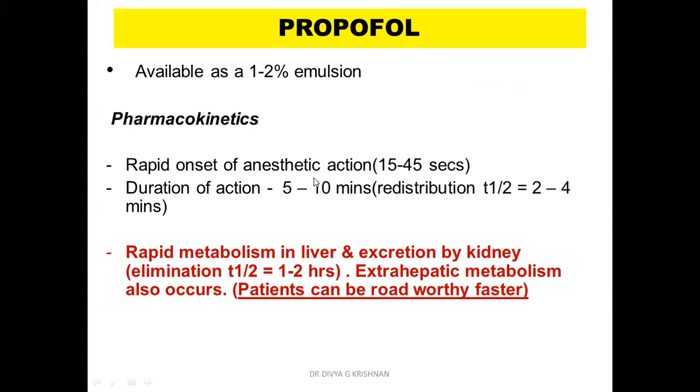It has a rapid onset of anesthetic action, about 15 to 45 seconds. Duration of action is 5 to 10 minutes, and the redistribution T half is 2 to 4 minutes. It is rapidly metabolized in the liver and is excreted by the kidney. Even some amount of extrahepatic metabolism occurs. So the patient becomes roadworthy faster. In all these cases, you can see whenever there's rapid metabolism, you can discharge the patient very fast because you are sure that the drug has been totally eliminated from the body.